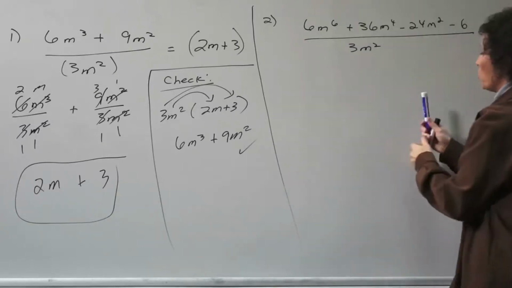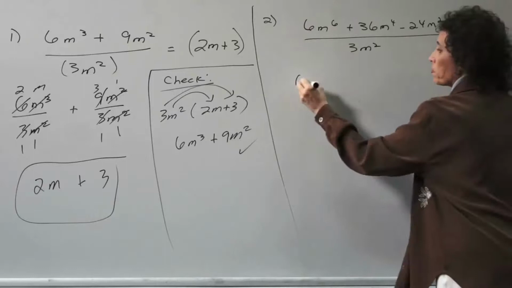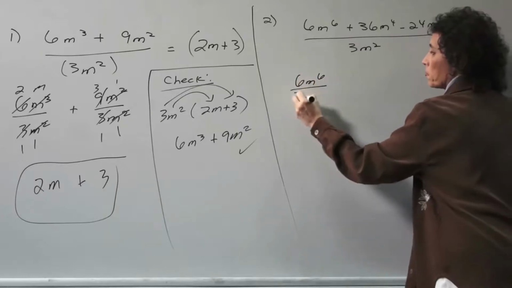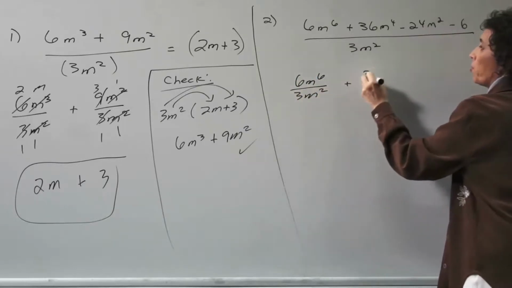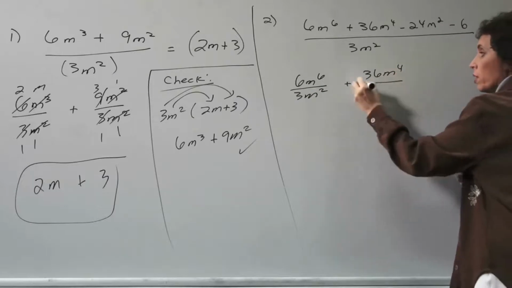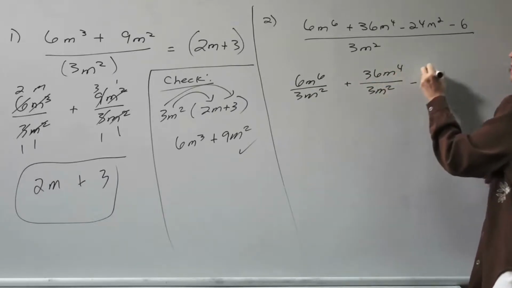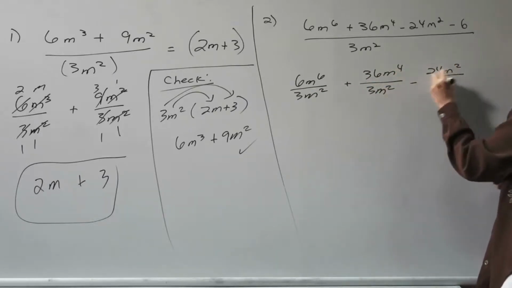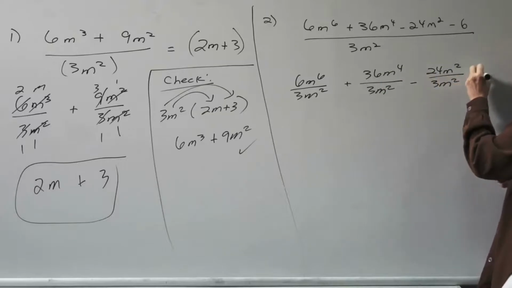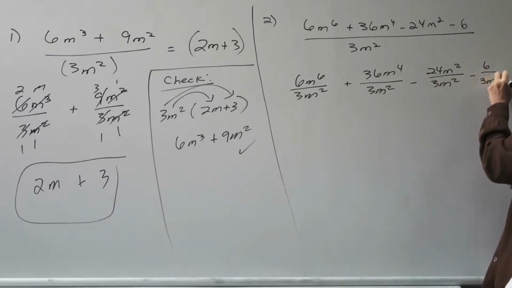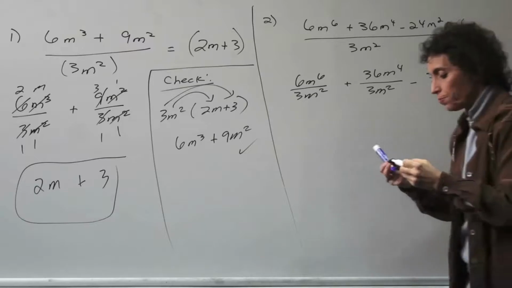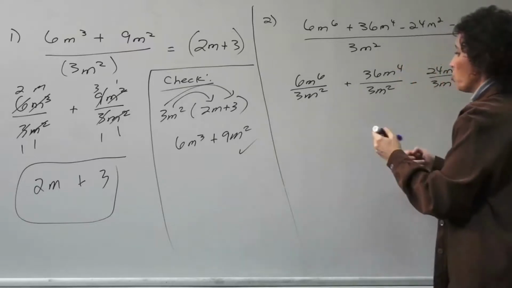So first thing I'm going to do is rewrite it. Plus 36m to the 4th over 3m squared minus 24m squared over 3m squared minus 6 over 3m squared. Okay, ready? Here we go. Each one, going to reduce.